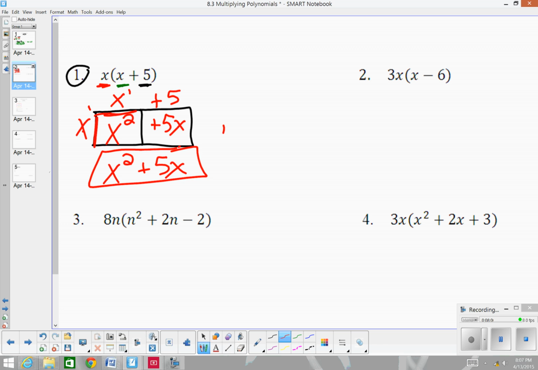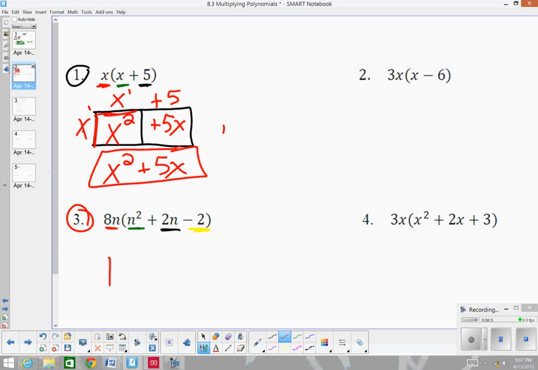Good. Let's move on to a little bit more difficult one. So let's look at number 3. Now this one's a little bit different. What do you notice about this one? If you're looking at this first part, you still have a monomial, but it's multiplied by a trinomial. You have 1, 2, and 3.